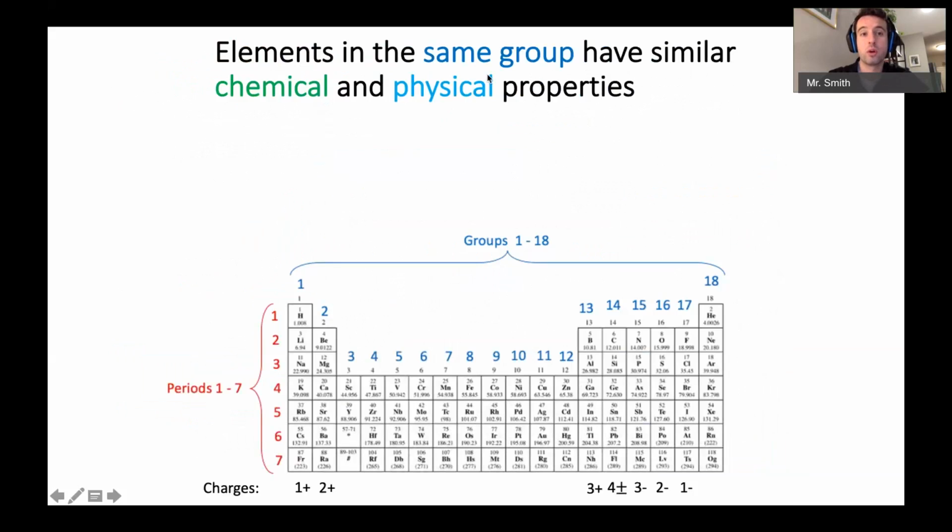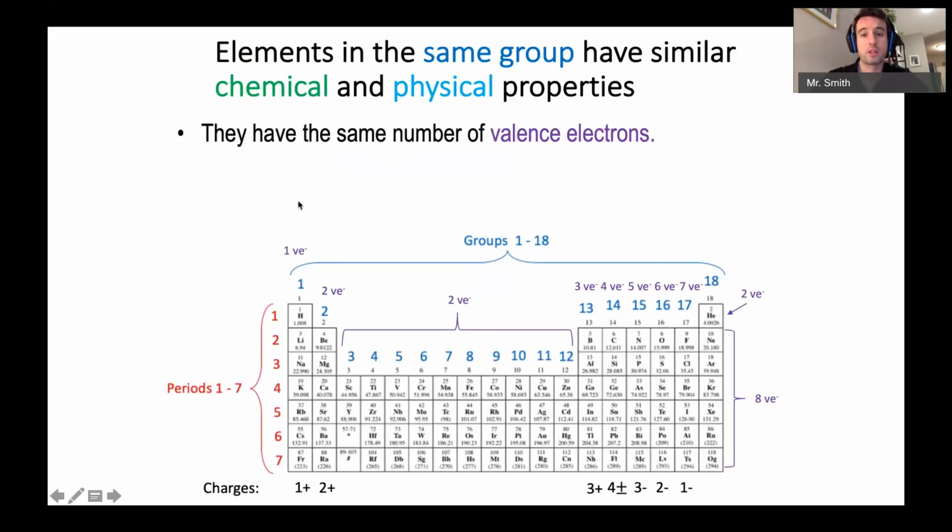You should also know that elements in the same group have similar chemical and physical properties. That's because they have the same number of valence electrons. That's because they'll form the same kind of ions. So again, remember to have the charges and the number of valence electrons written down.